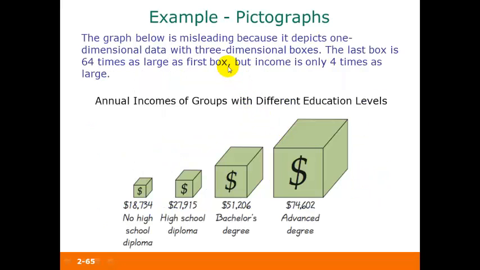Here's an example. The picture that we see here is misleading because it depicts one-dimensional data with three-dimensional boxes. The last box is actually 64 times as large as the first box, but the income figure is only 4 times as large. So this is definitely exaggerating the difference between the income for those with no high school diploma, which is 18,734, and the income for those with an advanced degree, which is 74,602. But if you just look at the sizes of the boxes, this last box on the right looks huge compared to this first box on the left side.